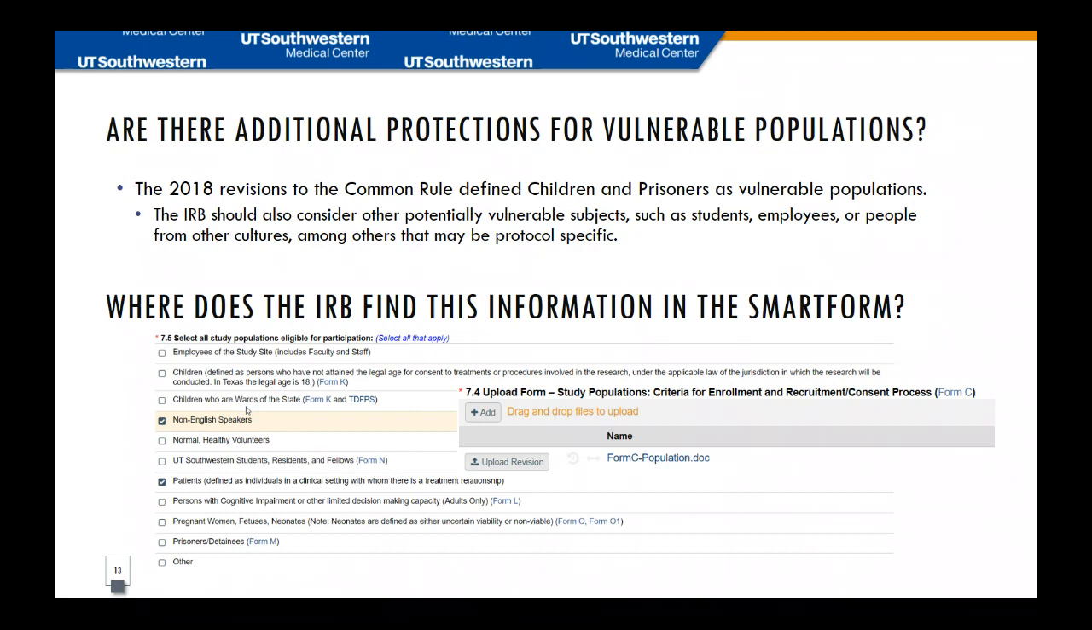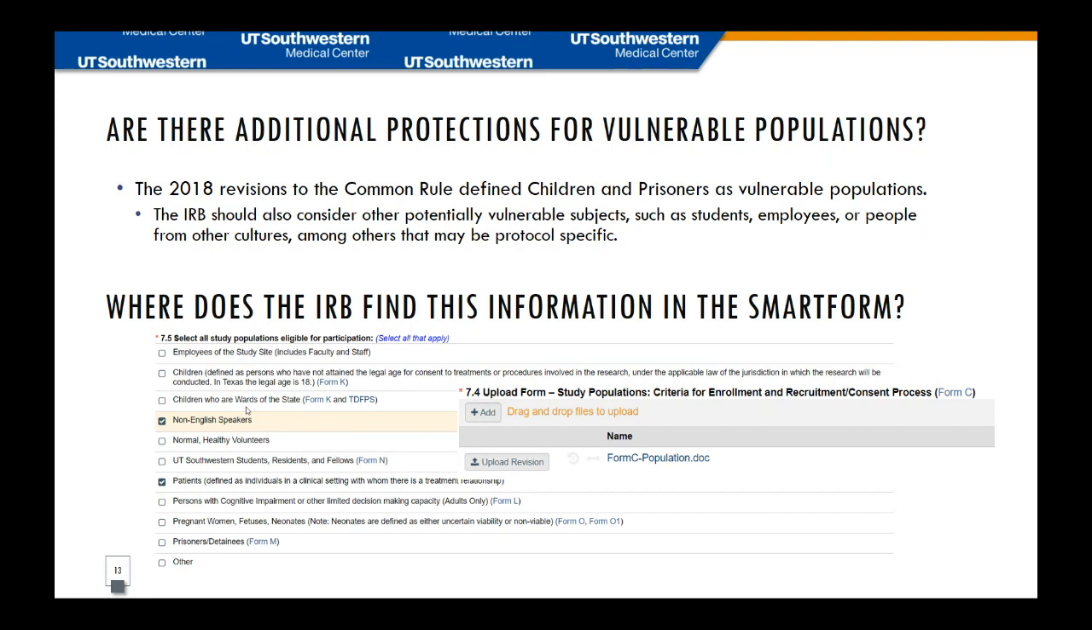So where do we find this information in the SMART form? We look in section 7.5. That gives a lot of different options for study teams to tell us what subjects you're planning on enrolling. And we also look in Form C. And then we also have special forms for specific populations, like Form K for children, Form M for prisoners, or Form O for pregnant women.